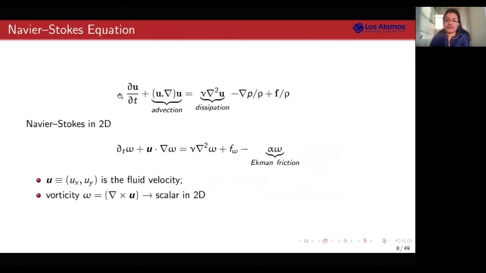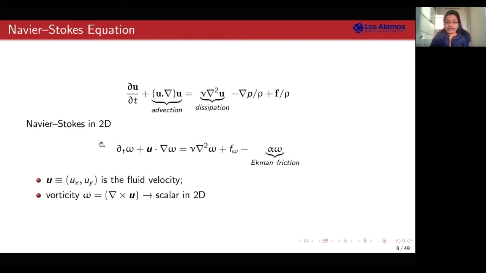So this is the Navier-Stokes equation, which is the starting equation for all my research work till now. This is the advection term, which is responsible for all the nonlinearities in the system. Now, I will mostly talk about 2D Navier-Stokes in the first part of my talk.